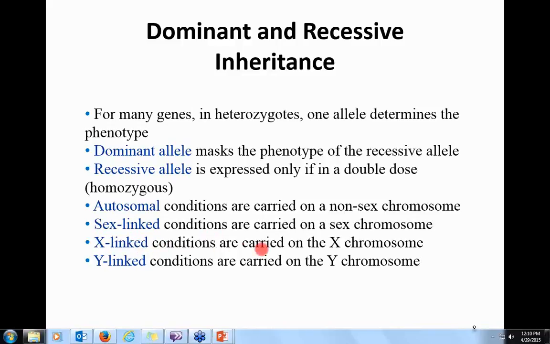X-linked conditions are carried on the X chromosome. X-linked conditions are usually passed on from mother to son. And then Y-linked conditions are carried on the Y chromosome. And anything Y-linked is transmitted from father to son. And we'll talk about that a bit more in a moment.